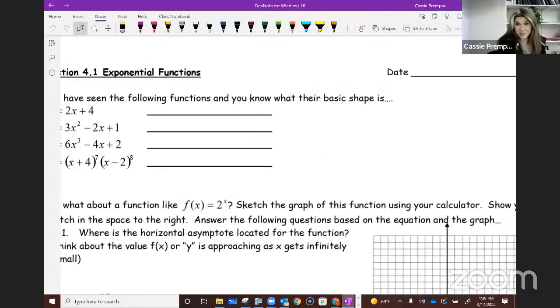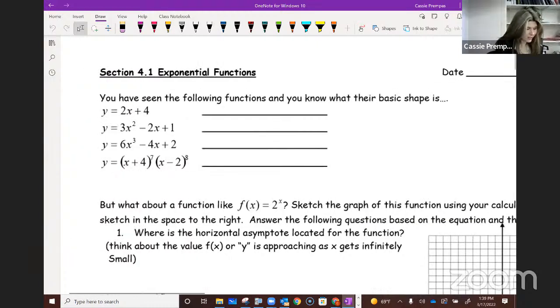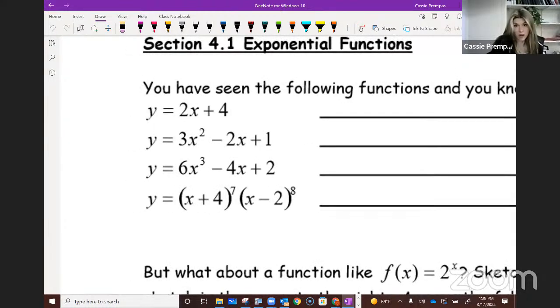All right, college algebra. Welcome to day one of Unit 8. In this unit, we're going to start studying exponential functions and logarithmic functions. So let's start with what types of functions you already know about, and then we'll begin studying this new one. You already know each of these functions and how to graph them.